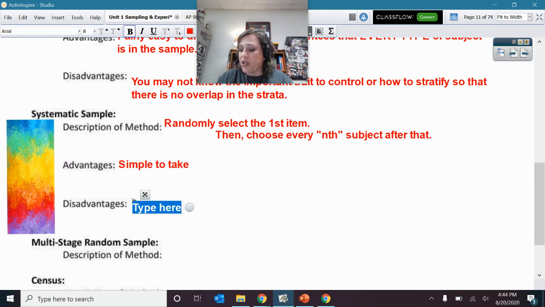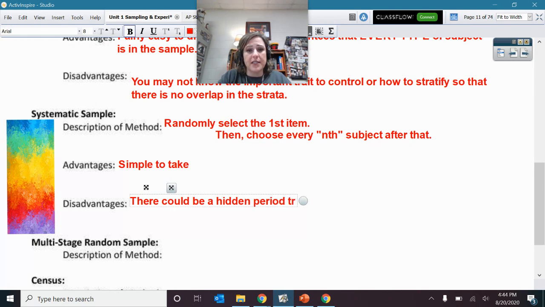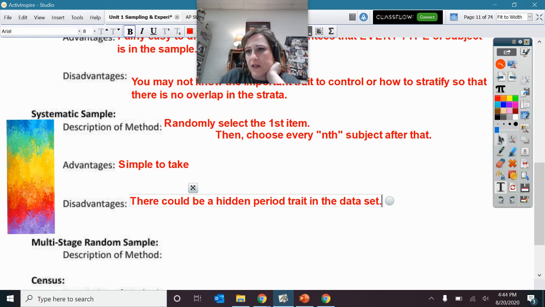It's generally pretty good, but here's one strange thing, and I have this picture here to the side of this rainbow set to kind of demonstrate it in a concrete manner. So here's one possible disadvantage. There could be a hidden periodic trait in the data set. All right, and here's what I mean by that. Here's an example.